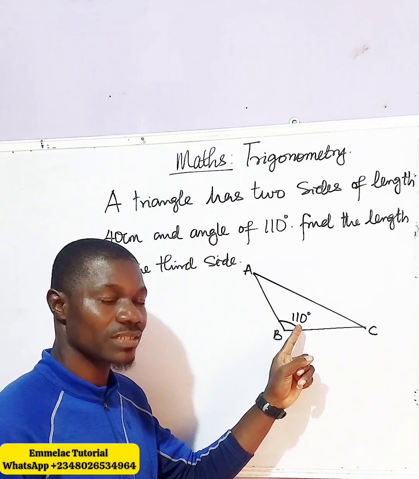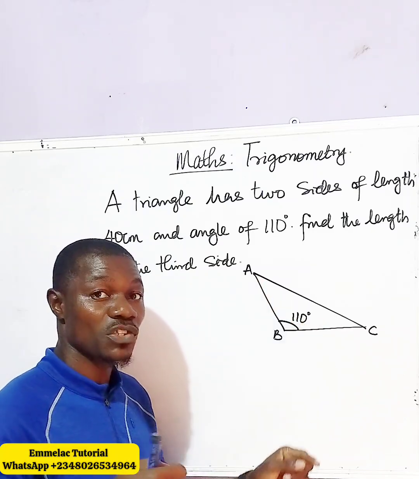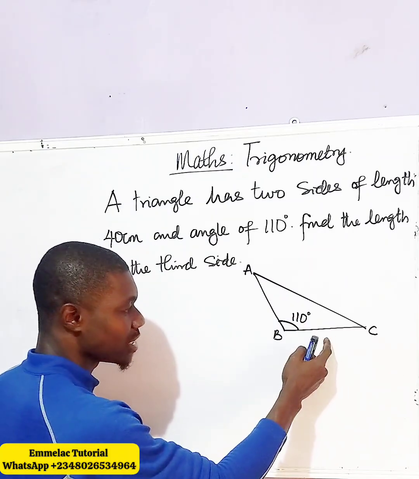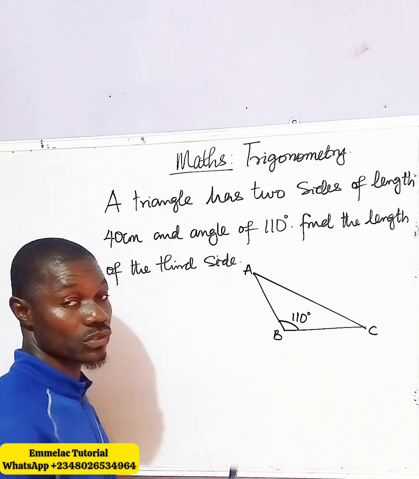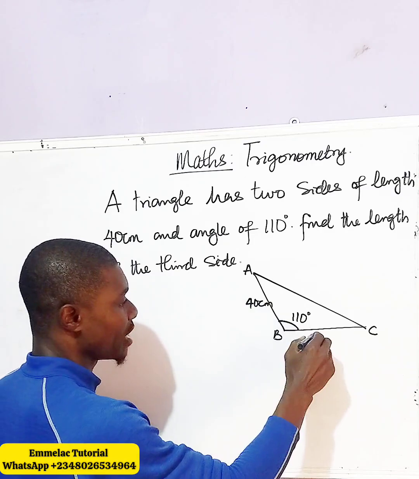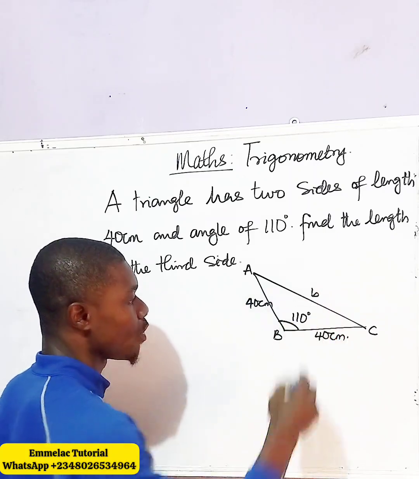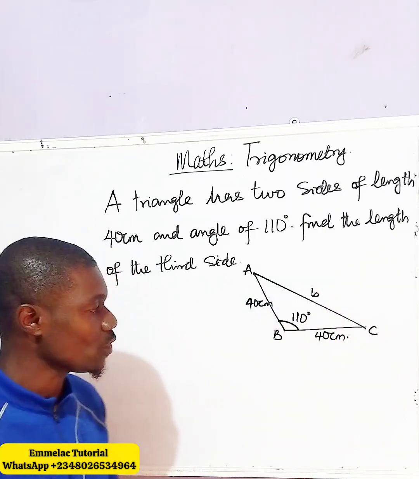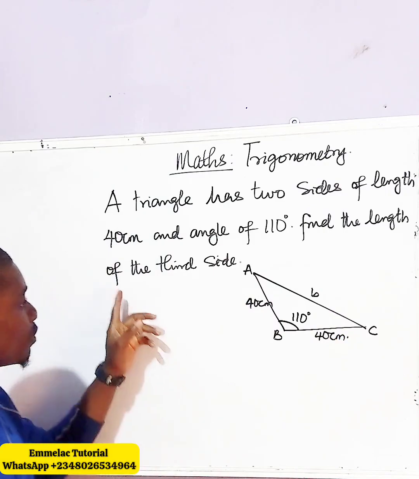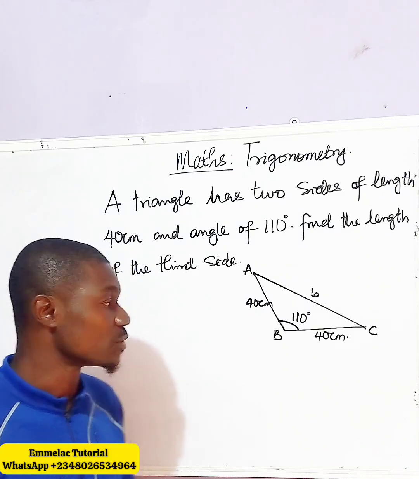And if here is 110, then it implies that the side opposite the angle must be greater than this side, which is 40, and this side, which is 40. So here we write our 40 centimeters, and here our 40 centimeters. Then here will be our small b. Now that we've gotten there, we're told to find the third side, so we're going to make use of the cosine rule.